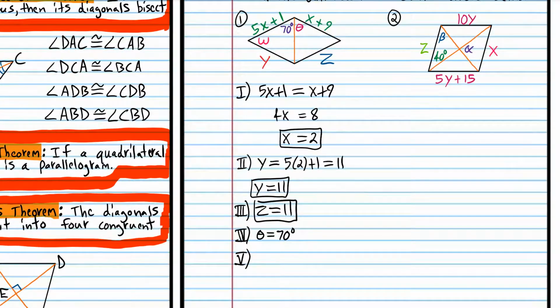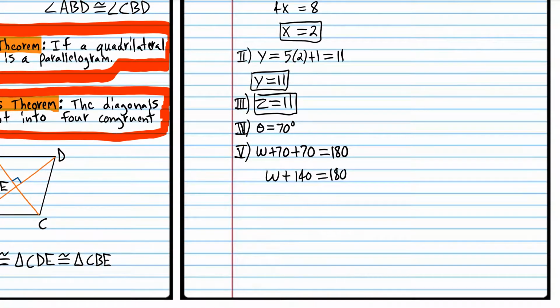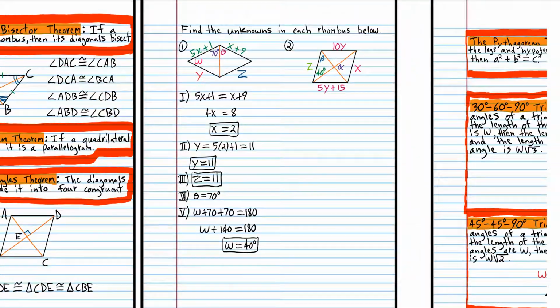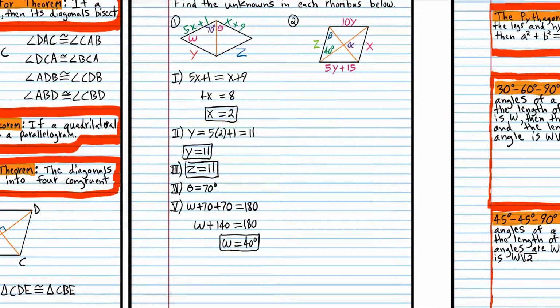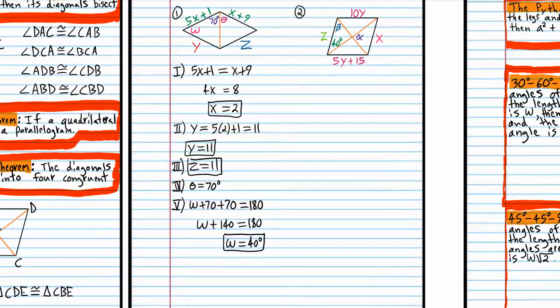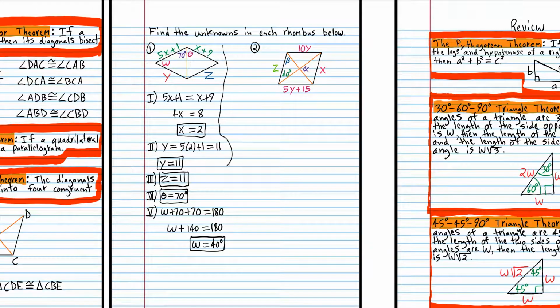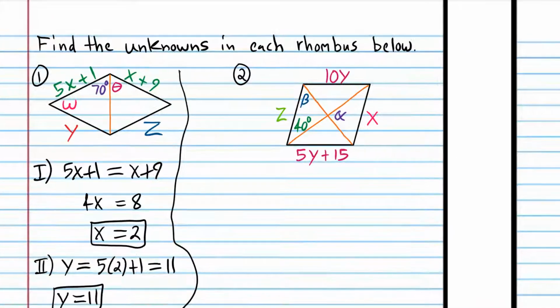So now we can use the triangle sum theorem. So we know omega plus 70 is equal to 180. All the angles in a triangle add up to 180. So we're just using this left triangle over here. So omega plus 140 is equal to 180. Subtract 140 from both sides, and we get omega is equal to 40 degrees. Whoops, I forgot to rectangle that. So that's number 1. Let's do a couple more of these before you try one on your own.